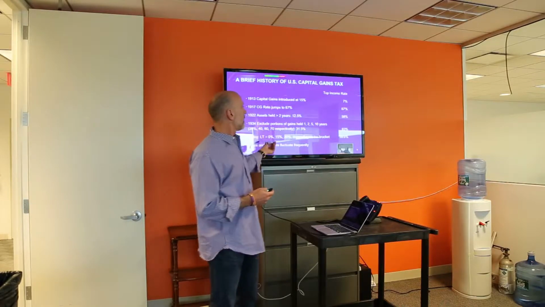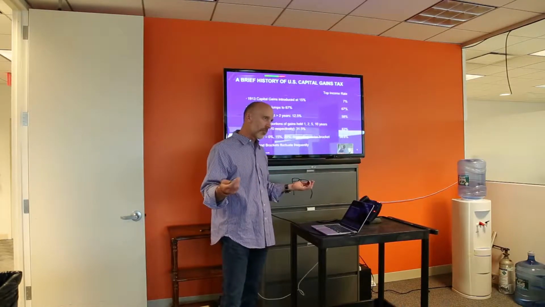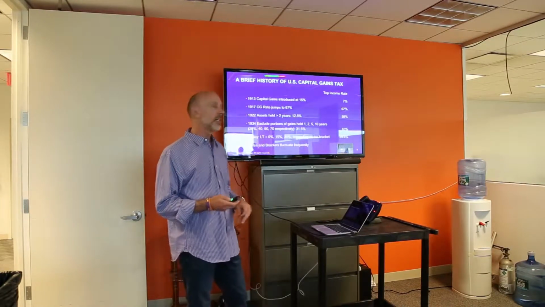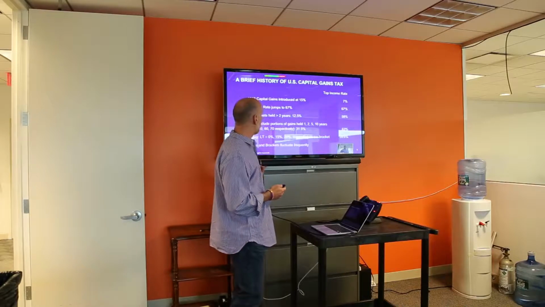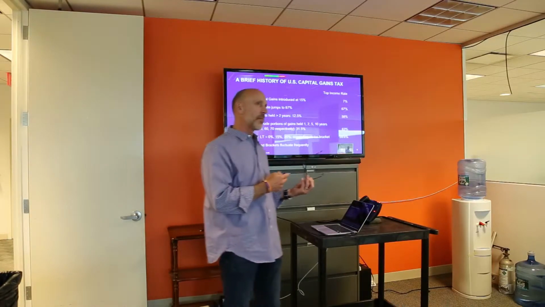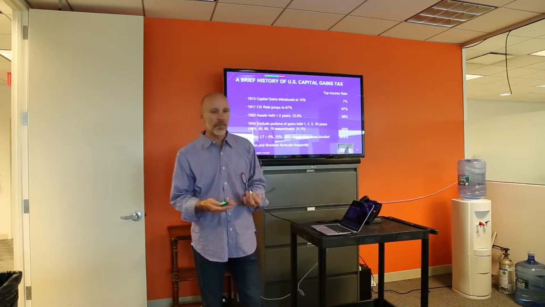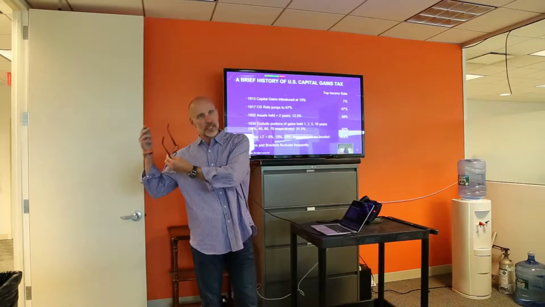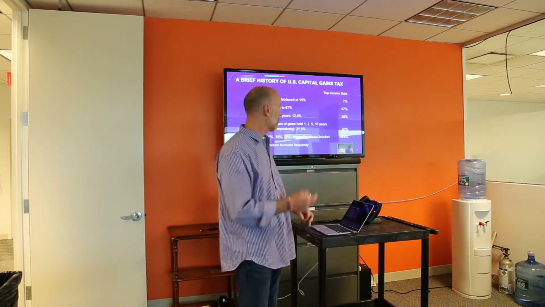So the basic point here is rates change all the time. Short-term rates, long-term rates, the number of brackets, the break points for each bracket. They're going to change again probably next year. One way or another, we're going to have different tax rates. That also becomes important when you're talking about tax management, because sometimes it makes sense to sell something this year because the rates will be higher or lower, or sometimes it makes sense to wait until the following year when tax rates will change.